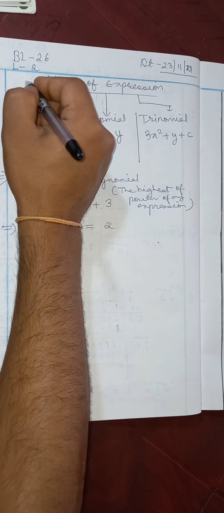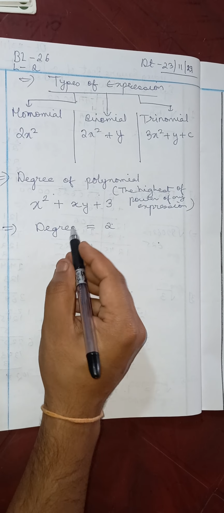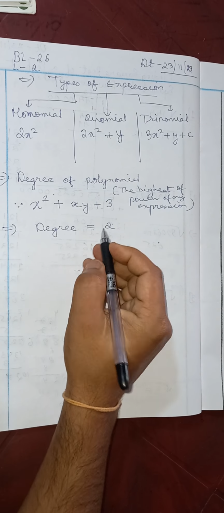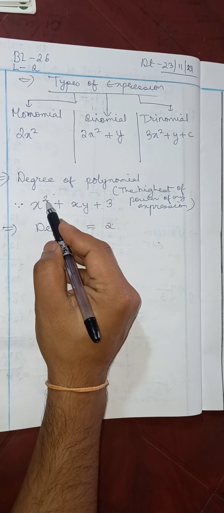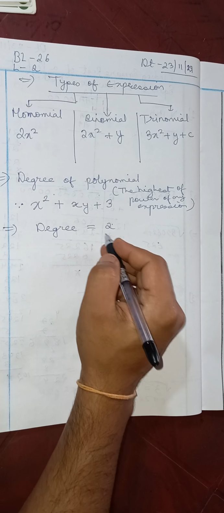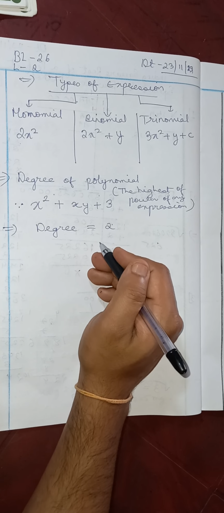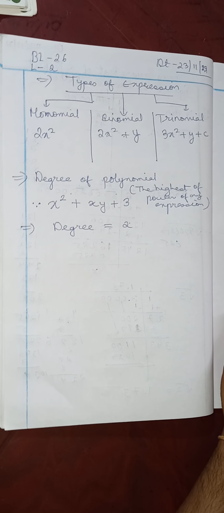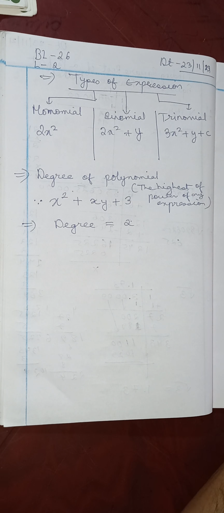Understanding children? Got it? So the degree over here is how much? 2. In this expression, the degree is 2 because 2 is the highest power over here. So degree of polynomial means the highest power of any expression. Very simple, not that hard.